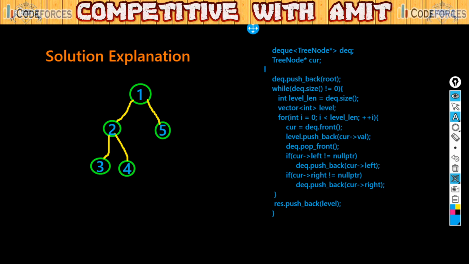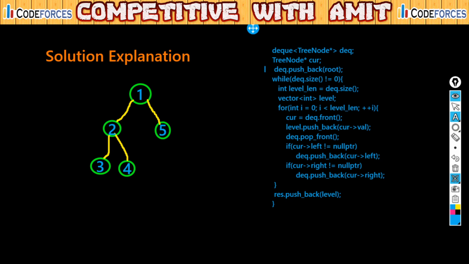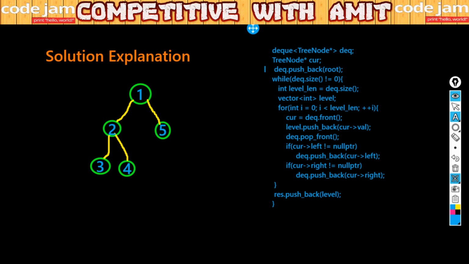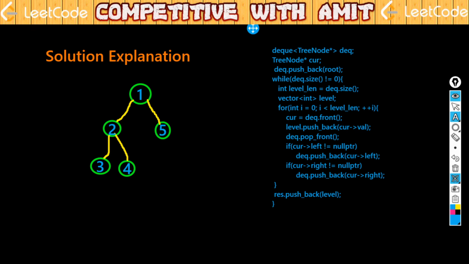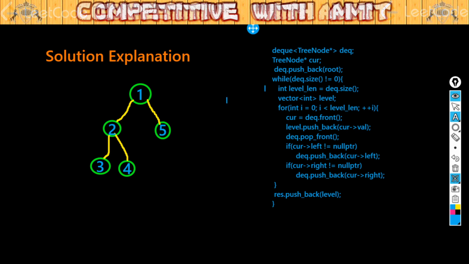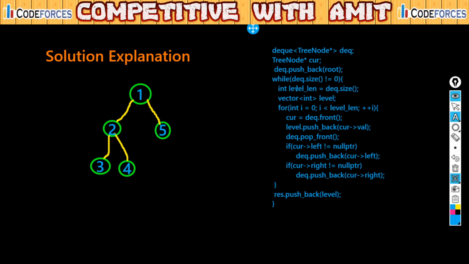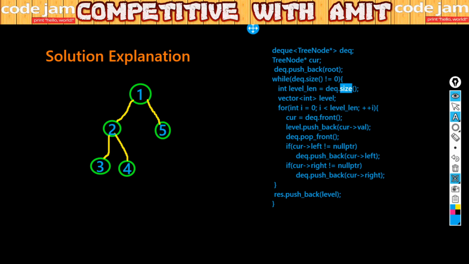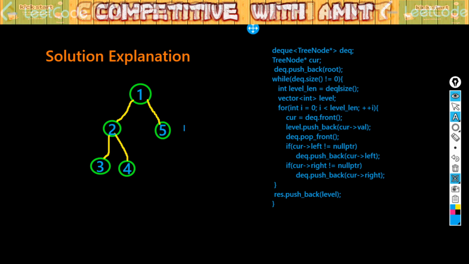After that, this DQ will store the processes which we have to conduct for left and right. So initially DQ will be pushed back with the root. Now if DQ size becomes 0, then the loop will be terminated. So for that, first of all I am initializing the level's length. So first of all we will define the size.